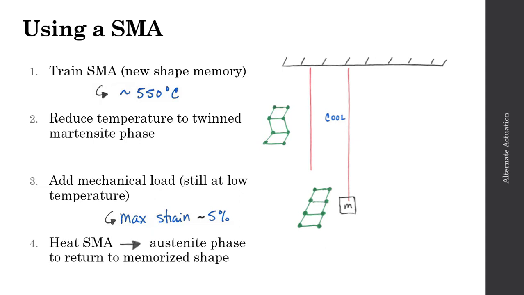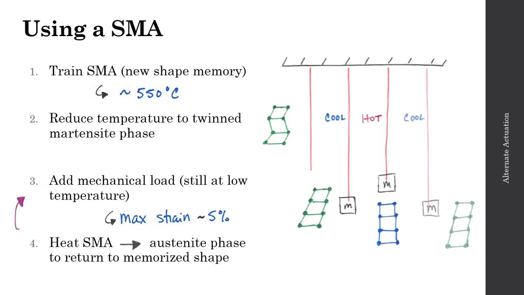Next, we'll heat the SMA, typically by running a current through the SMA. This will return the SMA to its memorized shape, or effectively put the SMA back into an austenite phase. We'll then go back and forth between these steps, from the deformed martensite phase to the austenite phase, and move this mass up and down. So this is a relatively simple but typical use case for an SMA.